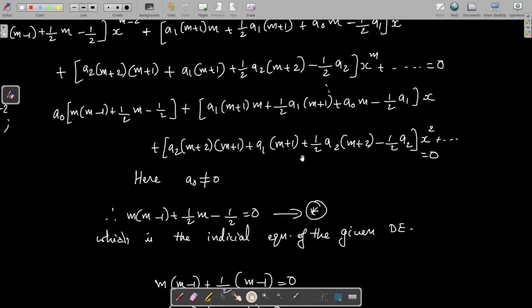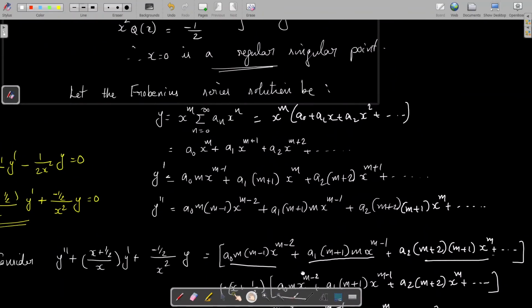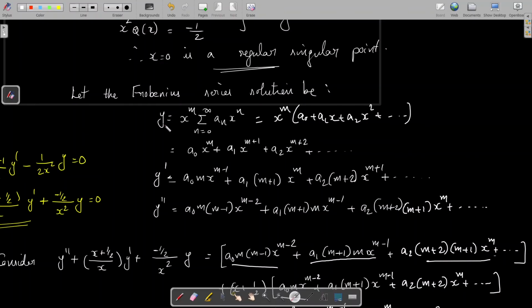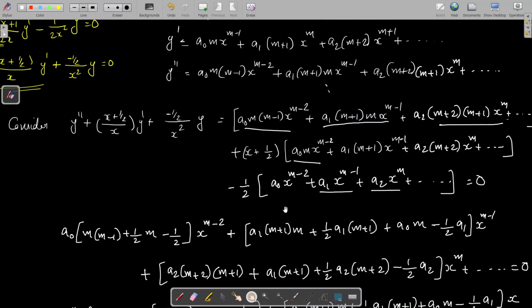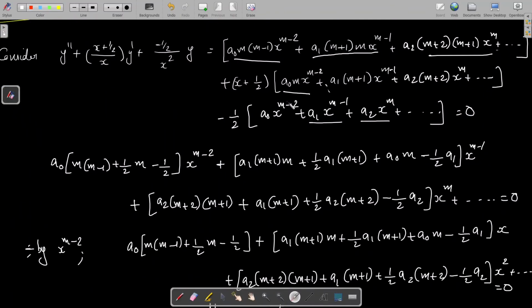First we assume that the Frobenius series solution is y equal to x raised to m into sigma n equal to 0 to infinity a n x to the power n. This is the first step. Then you find y dash and y double dash. Now we have to substitute y dash and y double dash in the given differential equation and equate it to 0. That is the next step. Then you have to combine terms with x raised to m minus 2, x raised to m minus 1, x raised to m, etc. That is written here.